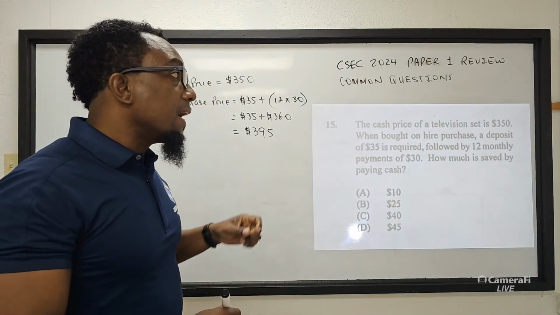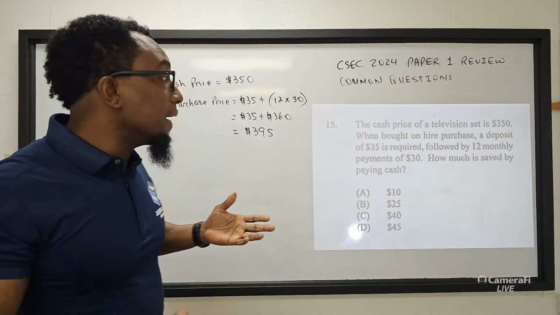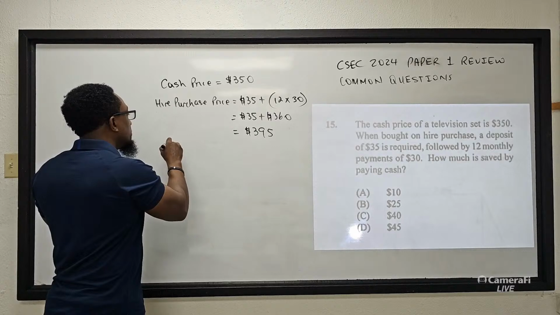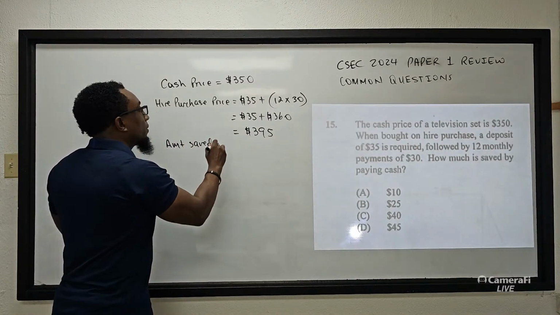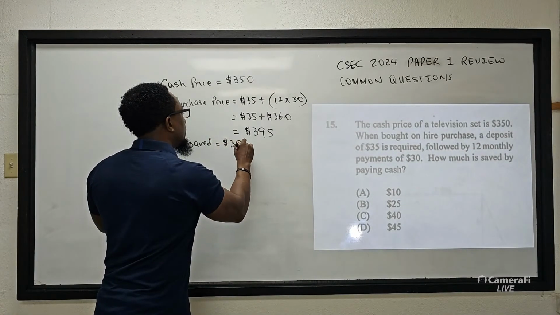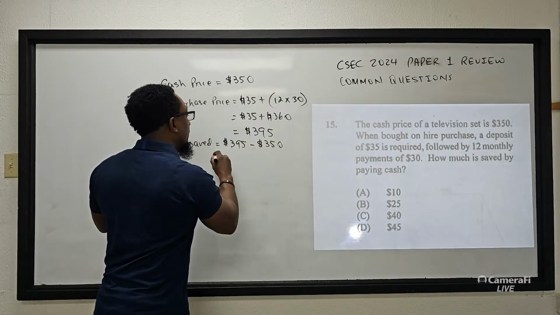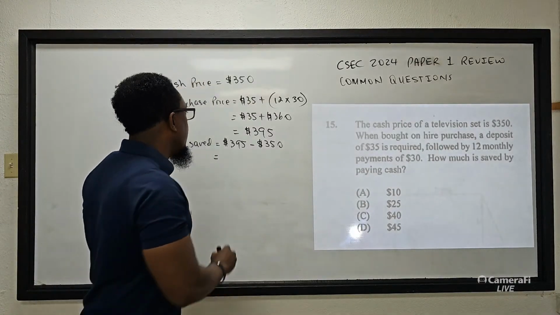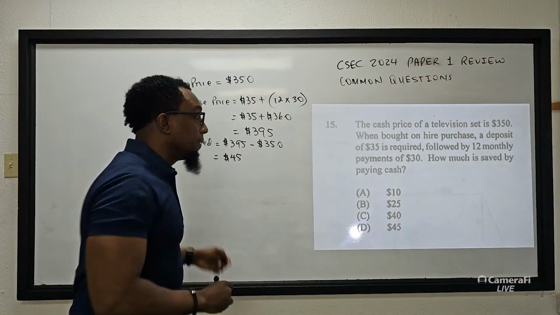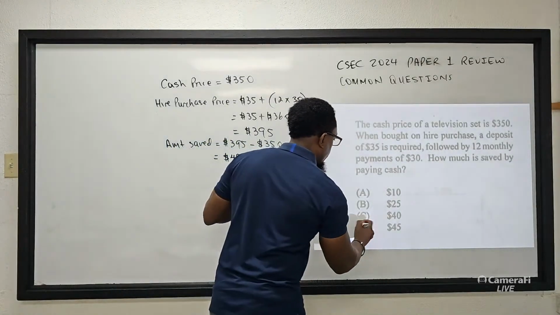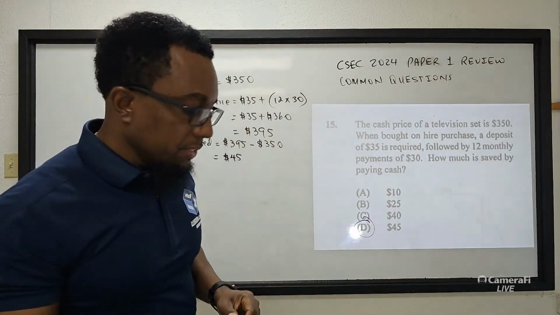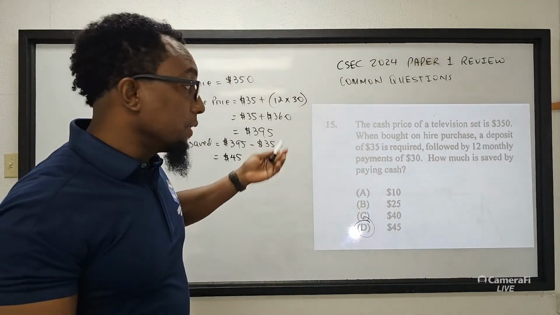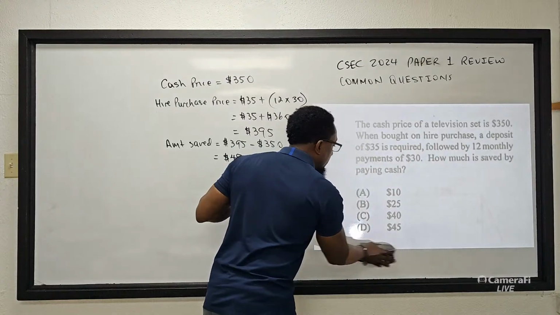So if they ask how much is saved by paying cash, so if you pay in cash, how much money you're going to save as opposed to buying on hire purchase. So the amount saved will be to subtract $350 from $395, and that will give us $45. So that's the amount saved, whose answer there is D. Alright, so common questions. Let's make sure we're able to answer them, but if not, we make minor changes, we know how to work it out. Alright? So let's look at 16.